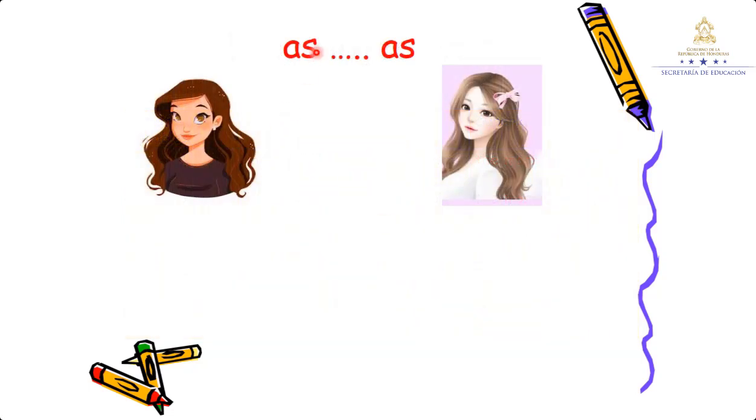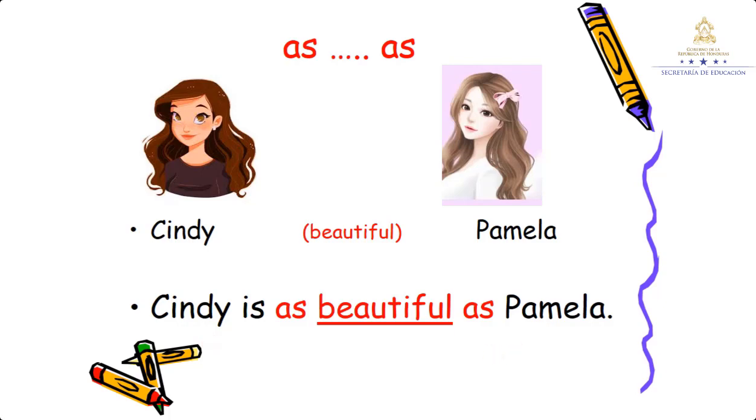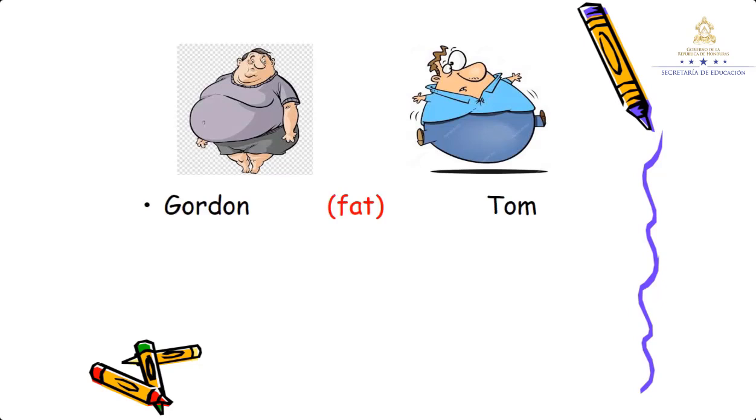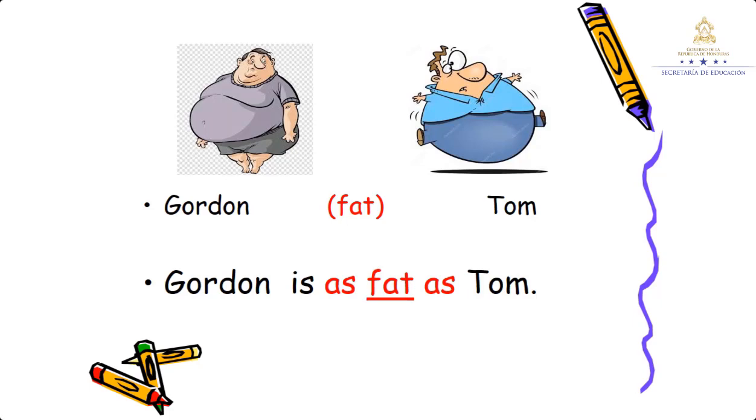We have another comparative structure, which we use to describe similarities of a place or a person, thing, etc. For example, we have these two girls here, Cindy and Pamela. Cindy is as beautiful as Pamela. Cindy es tan bella como Pamela. So we mean that they're both beautiful, all right? One more example. We have these two guys here, Gordon and Tom. So Gordon is as fat as Tom.